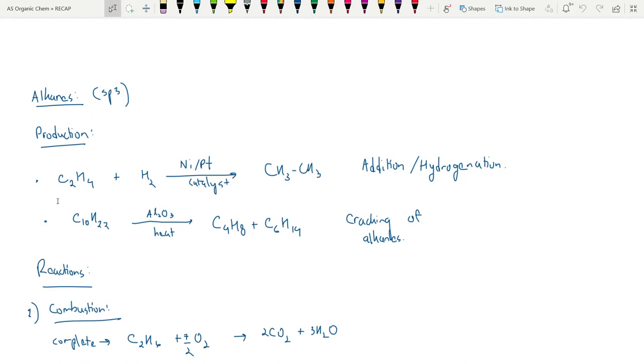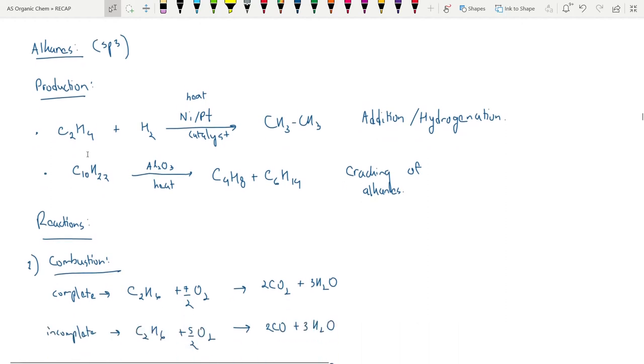We can produce alkanes from alkenes by an addition reaction which is called hydrogenation using a nickel or platinum catalyst, plus we also require heat, and we're going to get an alkane. There's another route. We can use alumina catalyst along with heat for cracking. We break down bigger hydrocarbons to form smaller ones. We get an alkane and an alkene, and this is done to produce more economically favorable smaller alkanes and alkenes, which are more useful for us.